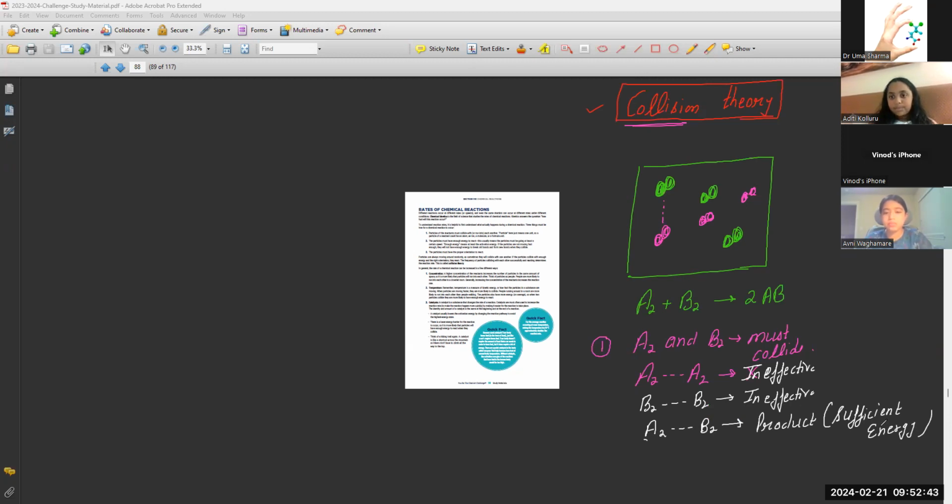Okay. Now let's make the energy profile for this reaction. Tell me, when A2 is reacting with B2, what are you doing first? You're breaking the bonds first. Breaking bonds.